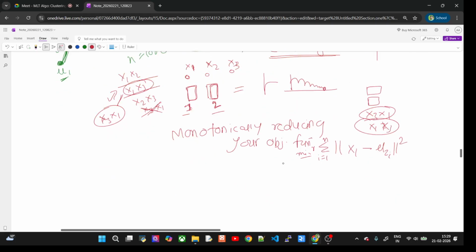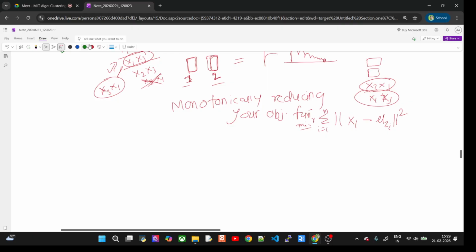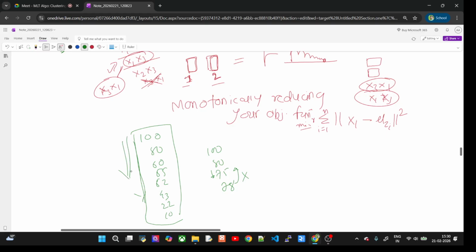So why do they mention monotonically? Because if you take an example, it is like 100, then 80, then 60, then 55, 52, then 43, 22, 10, it is decreasing. It is not happening like 100, 80, 75, 78. It is coming down and then once again going up. That is not monotonic. Monotonic means it is actually reducing, it is converging, because you now have a finite number of positions to jump from one to the next.